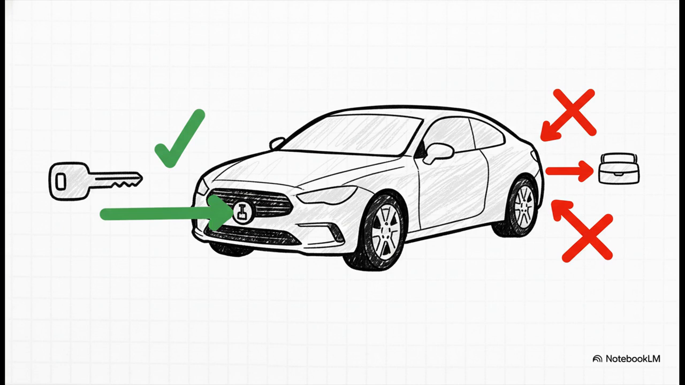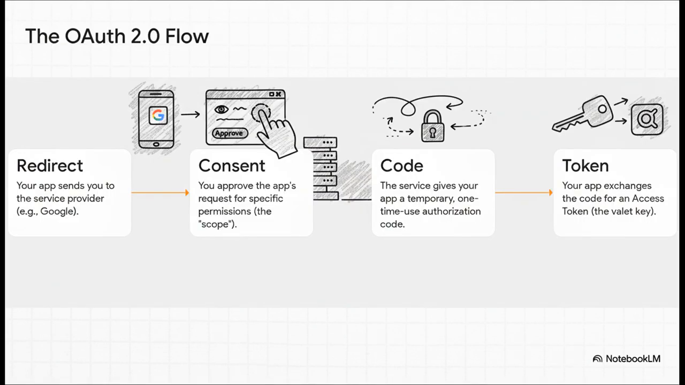A real valet key can start the car and park it, right? But it can't unlock the glove compartment or pop open the trunk. It has limited, very specific permissions, or in tech terms, a limited scope. This is exactly what OAuth does for our digital lives. So how does this magic work?